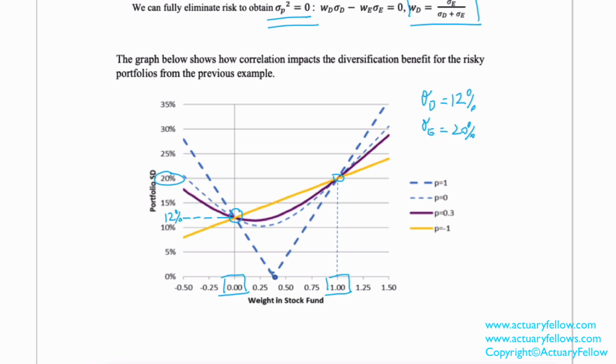That's just a linear relationship and is shown by the yellow line. For perfectly negative correlation, the portfolio standard deviation also has a linear relationship, but at a specific weight, the portfolio variance can be 0. It's shown by the dashed blue line. For correlation closer to -1, the curve will be closer to the V-shaped line, as you can see in the dashed blue line that has correlation of 0.